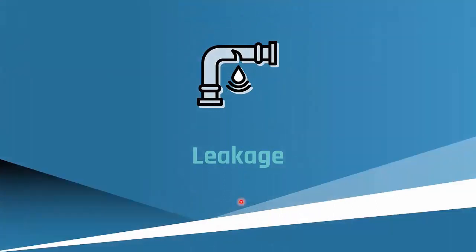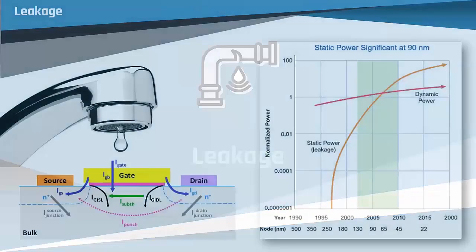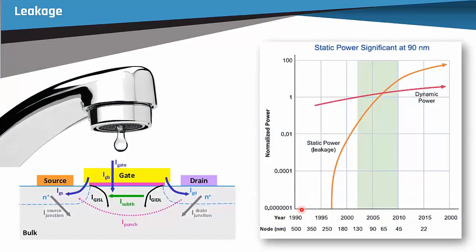Next problem. Our next challenge is leakages. Remember, we're talking about how we overcame the challenges or are still overcoming the challenges. As probably everyone in this room knows, our transistor is supposed to be off, but it's actually kind of like a faucet that's dripping water.